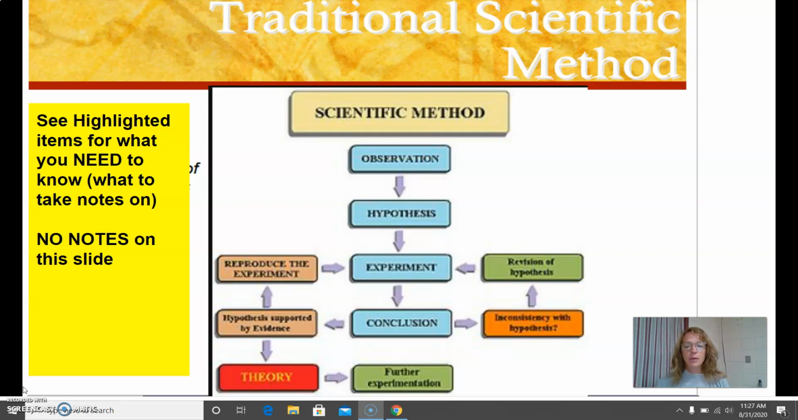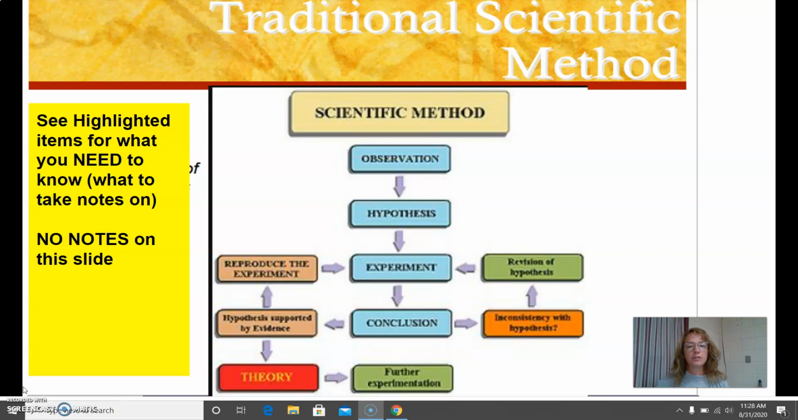I'm going to go very quickly through this. I'm not going to read the slides to you, but if it's something that I think you should pause and take notes on, I will say that. Otherwise, I'm going to try to only add the extra information that you would be getting if I were talking to you in class. So read this slide. You need to know everything that's highlighted.